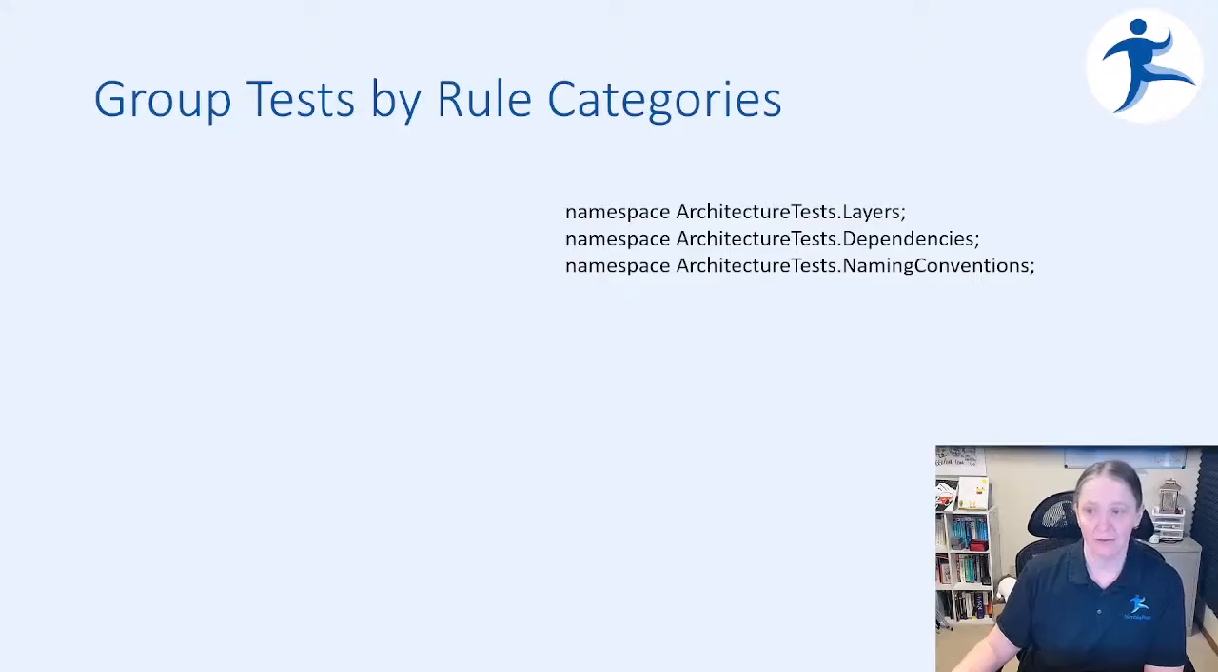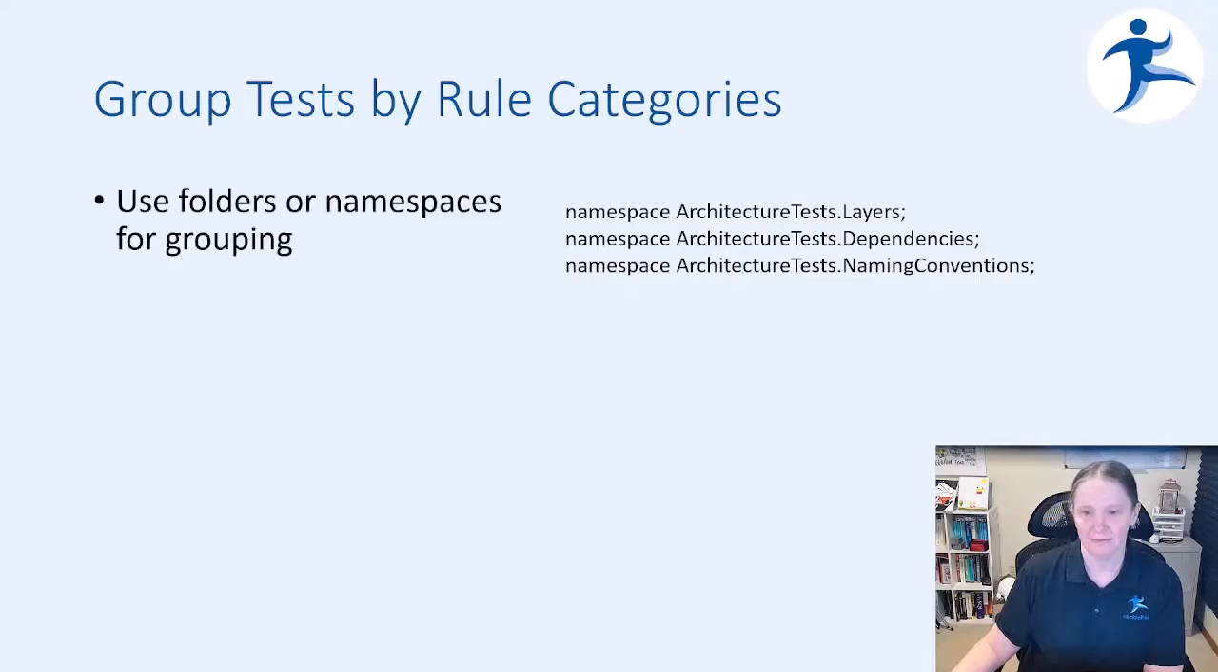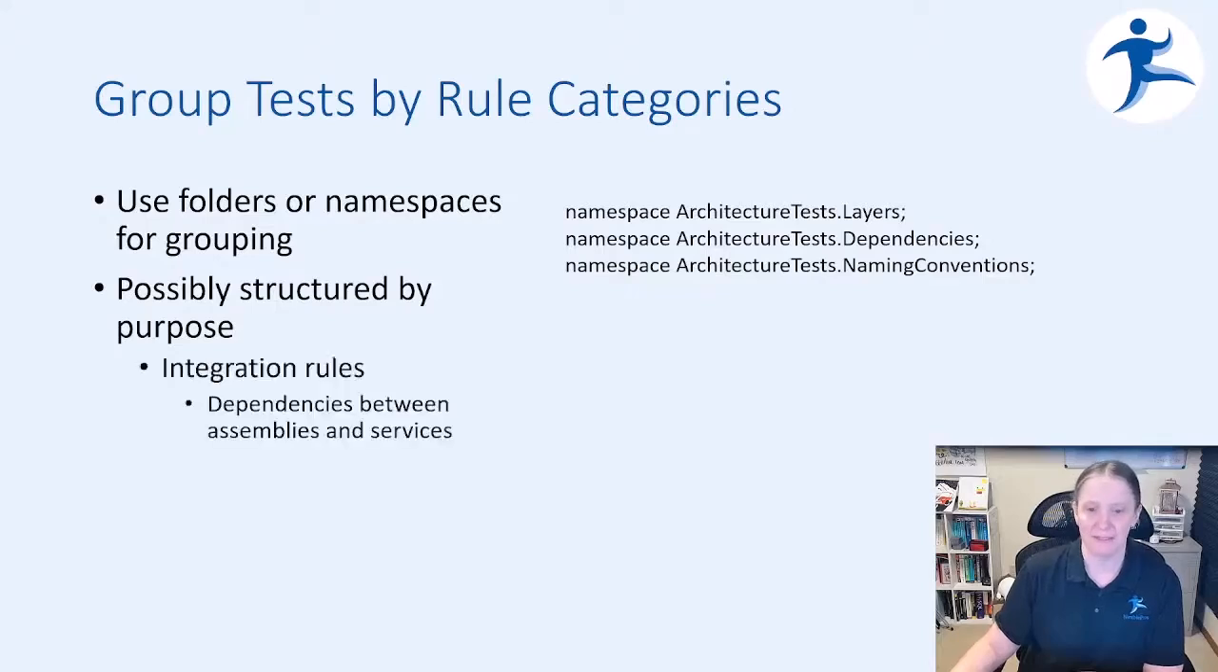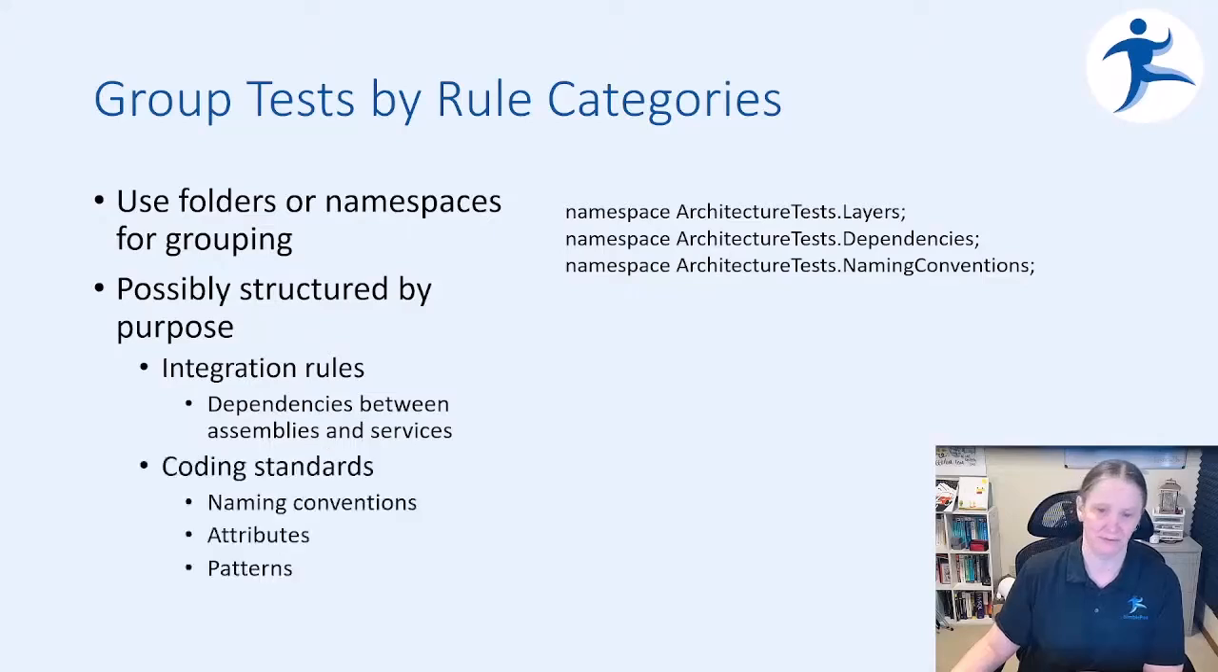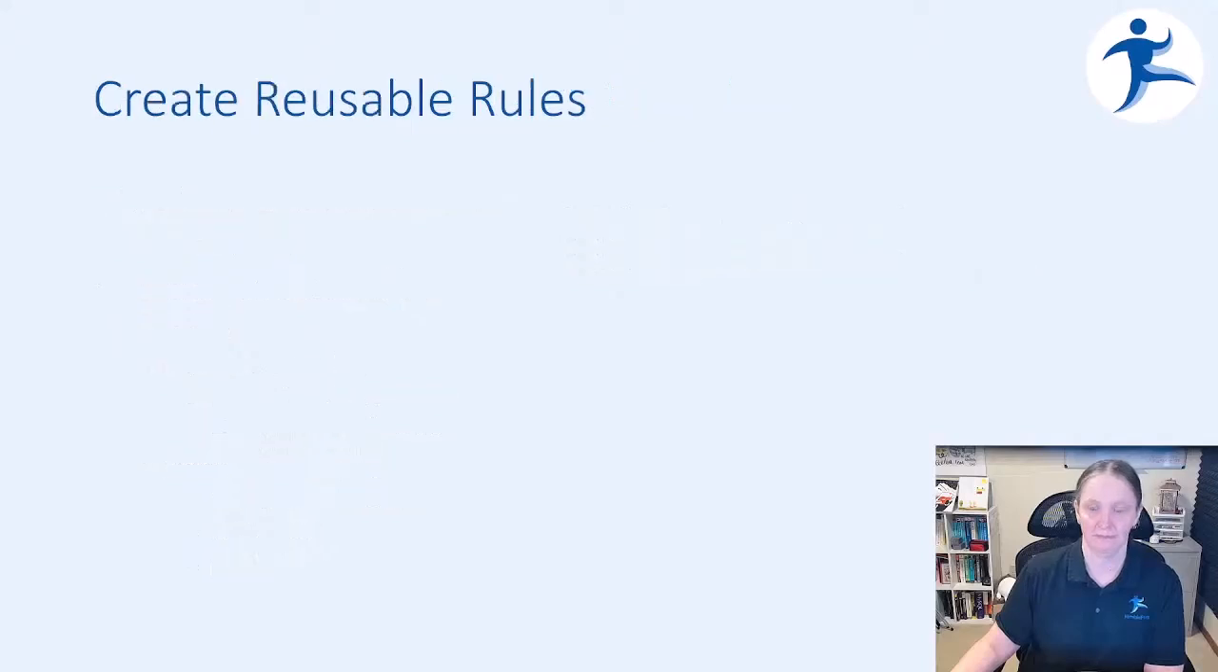Now you could also do things like grouping your tests by rule categories as well. And so you might see something like folders or namespaces for grouping, possibly, again, by the purpose. You could have things like integration rules and checking your dependencies, and then doing something like coding standards for naming conventions, attributes, and other patterns. And then something else that they recommend is creating reusable rules.